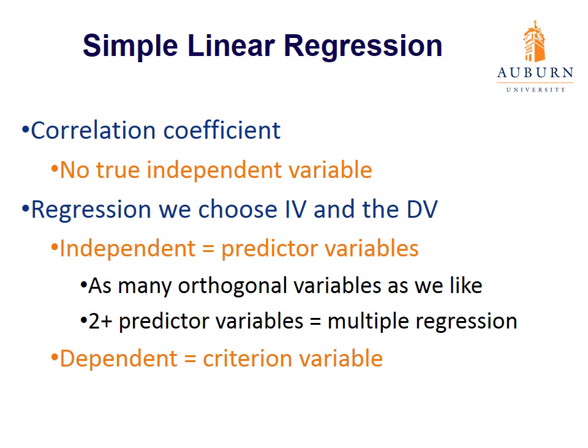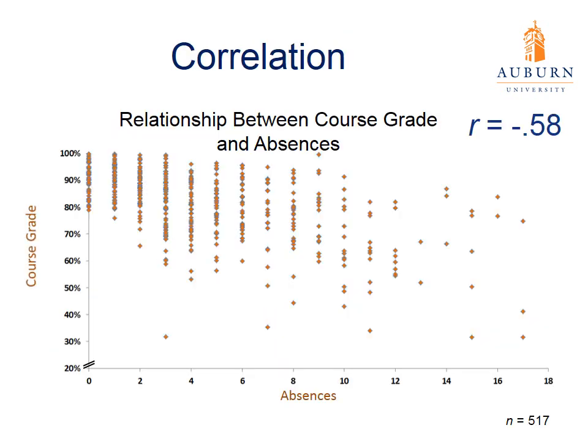So the number of absences a student has, I should be able to predict within a realm of confidence the grade for any particular student. So let's use that example of grades and absences for individual students that we use for correlation, and let's talk about it in terms of a regression.